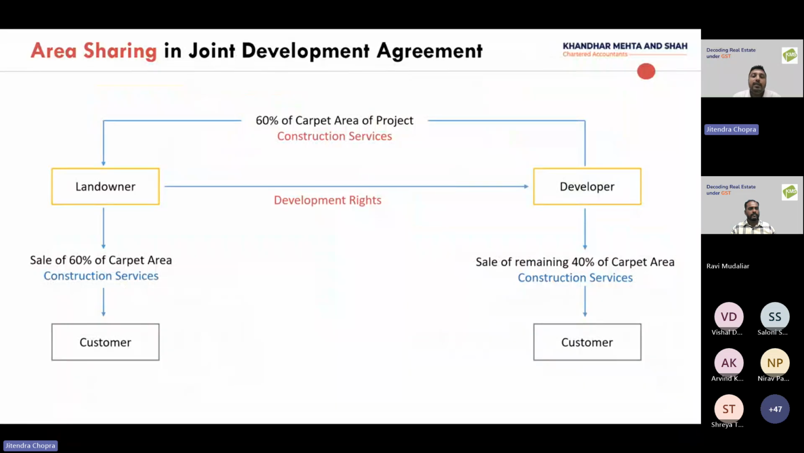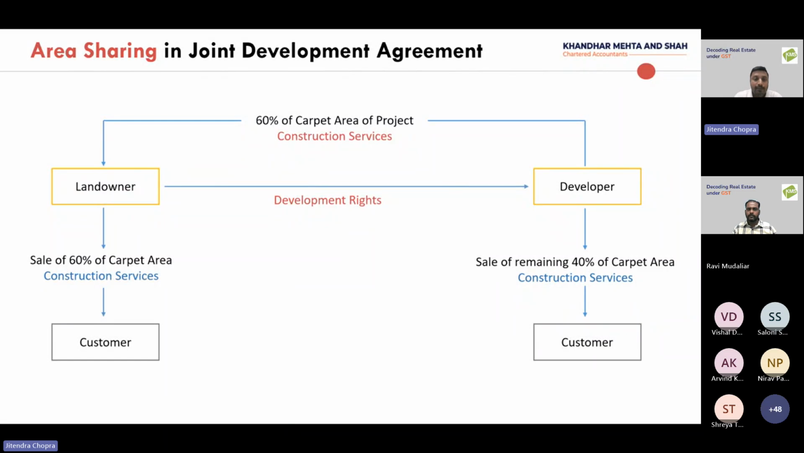So this is the classical area sharing. The landowner gives development rights to the developer. The developer gives constructed area to the landowner, and then the developer sells the balance inventory.